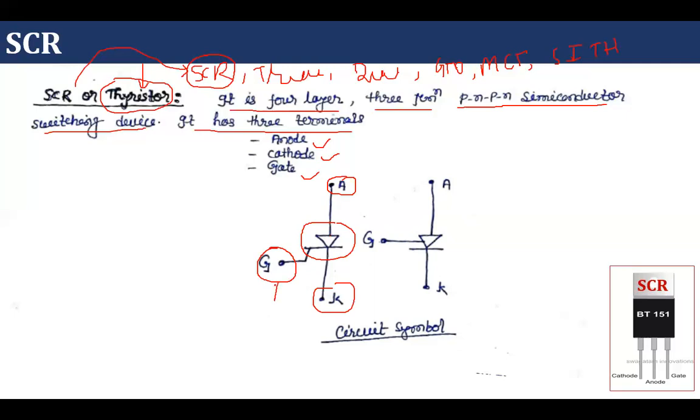Since we have a gate, it means we can control this device. Through the gate, we are controlling it. A simple example: in a room, with the help of the gate, we can allow somebody to come inside the room, or we can block them. So whenever we have a gate terminal in semiconductor devices, it means that device is going to be controlled. But this is a semi-controlled device, not a fully controlled device.